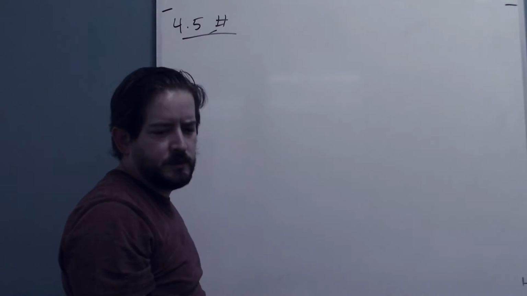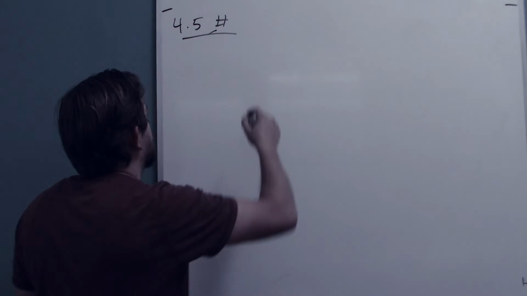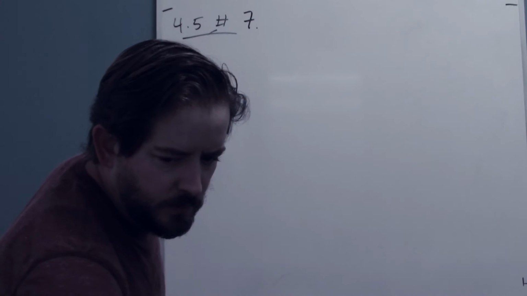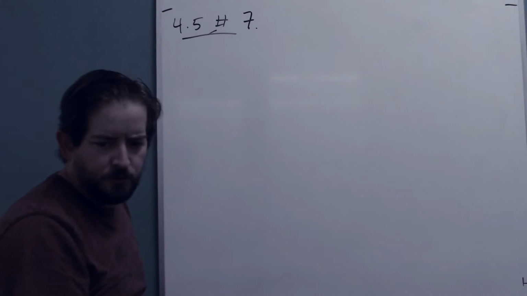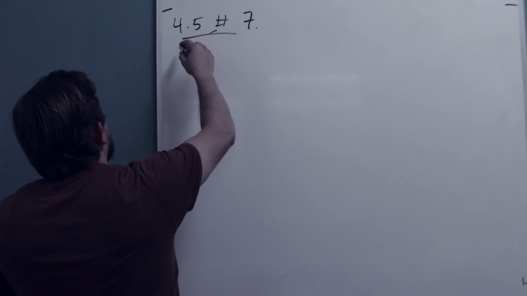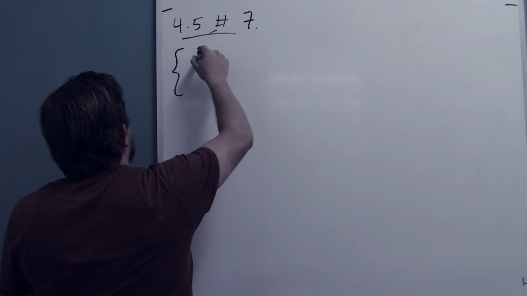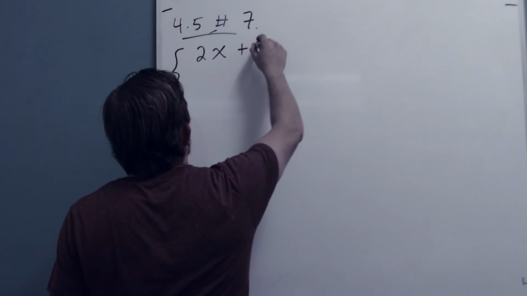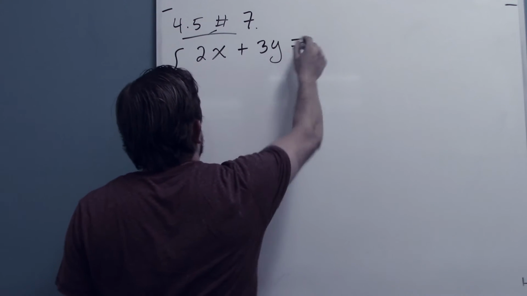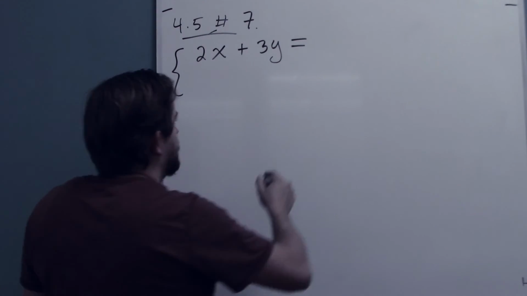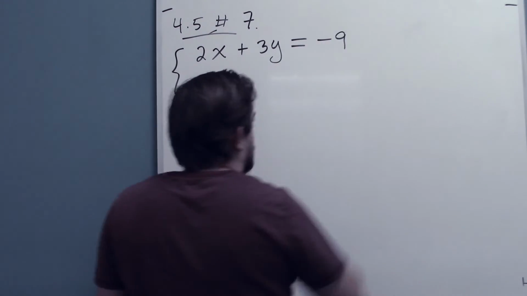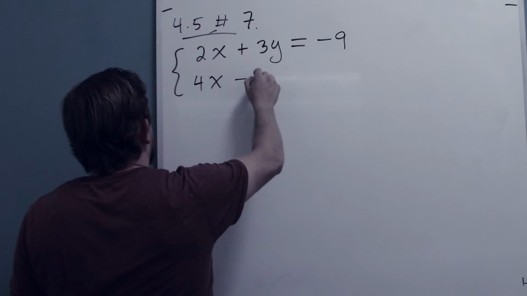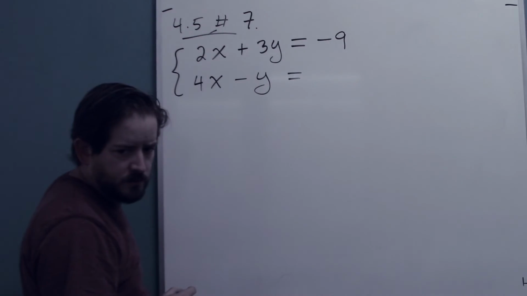Let's look at number 7, which is again the same question. This system: 2x + 3y = -9 and 4x - y = 17.